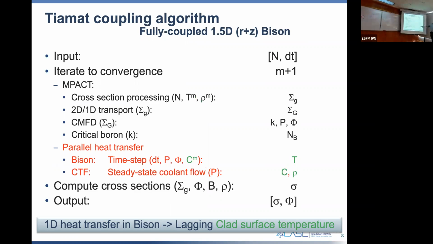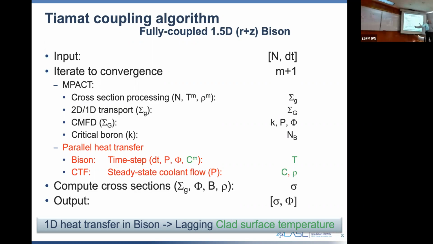Then we said, okay, now we're doing our heat transfer in parallel. So we do our CTF. We know that all of the heat is going out radially, so I don't have to worry about the heat flux, because anything going into the fuel in that axial region comes out of the fuel. And so I can do my steady state coolant flow independent of the fuel.